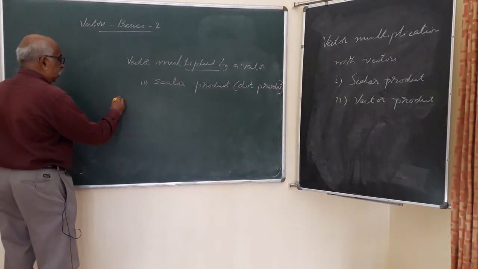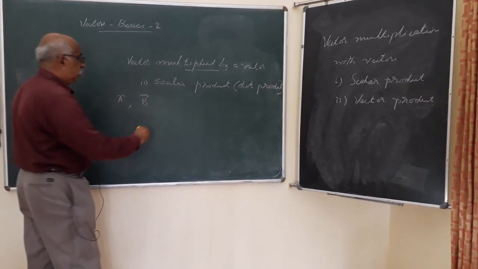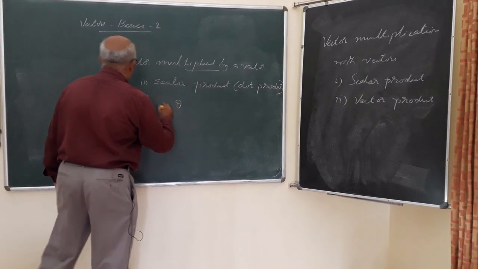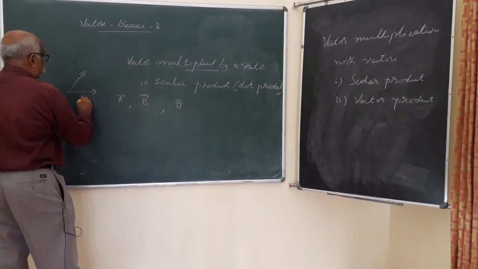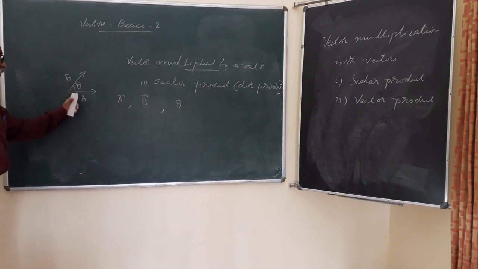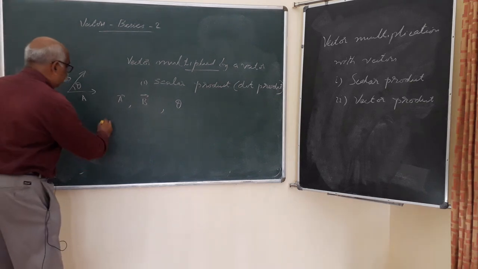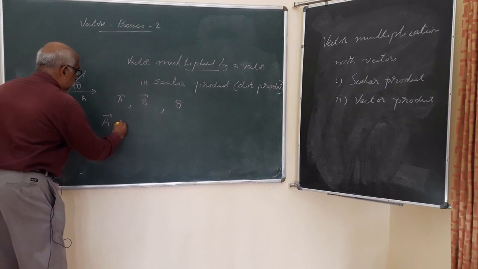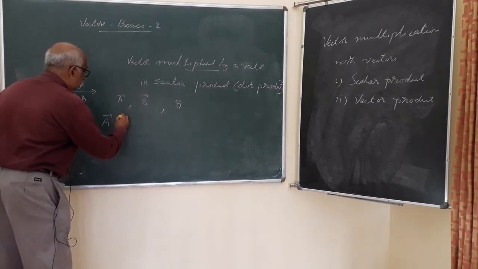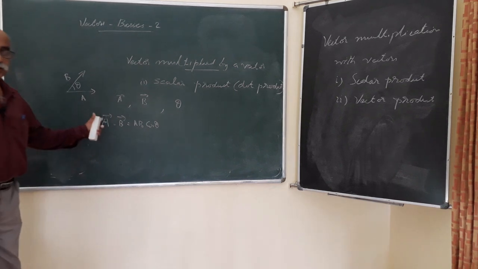If you have a vector A and another vector B, and they make an angle theta between them, there is an angle theta between these two vectors A and B. Of course, this other angle is not theta. Of the two angles you can consider, the smaller angle is the angle between the two vectors. Then the dot product A dot B is defined as AB cos theta.